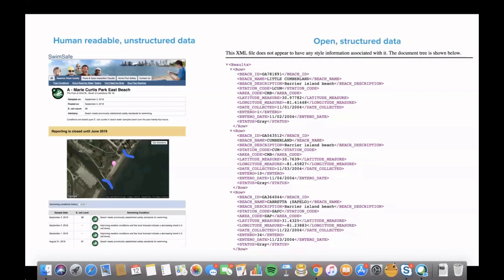If we pop over to the right-hand side, if you actually go through this, you could probably understand what it is. This is the XML format. What's on the right-hand side can easily be pulled to populate the human readable unstructured data website, but the reuse of the data on the right-hand side is infinite. You can combine this with other data sets. The sky's the limit with this. It's machine readable, and as you can see, it's actually also human readable.